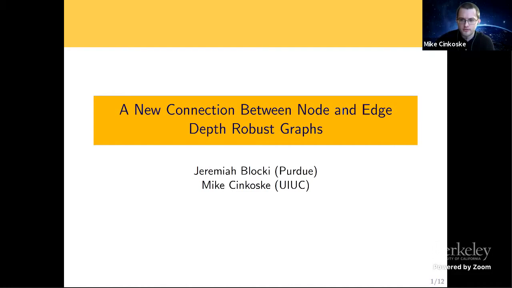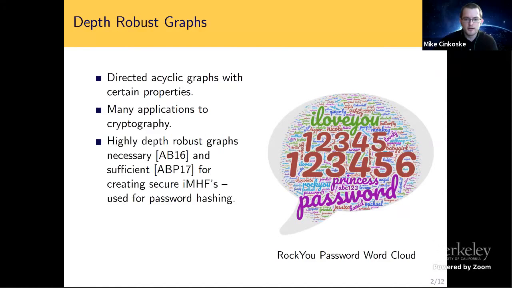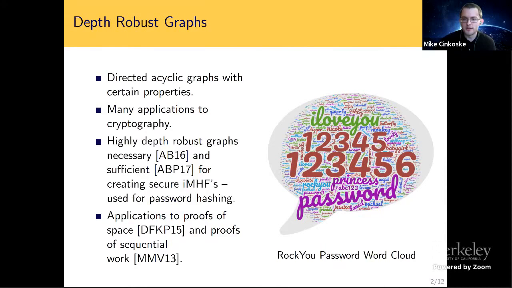A depth robust graph is a directed acyclic graph that has certain properties, which I'll define on the next slide. The main reason we're interested in depth-robust graphs is they have multiple applications to cryptography. For example, they are used to create secure data-independent memory hard functions, which are used in password hashing. Additionally, they have applications to blockchain, for creating proofs of space and proofs of sequential work. These are the motivating applications for studying depth robust graphs.